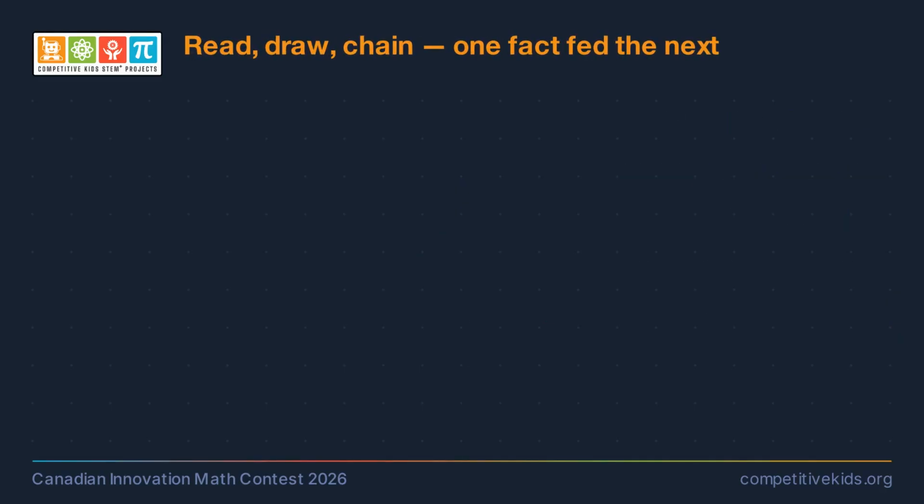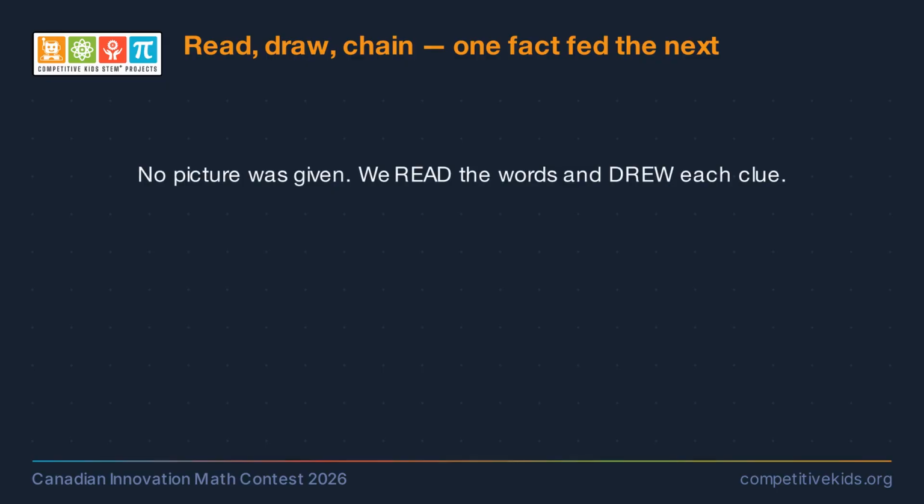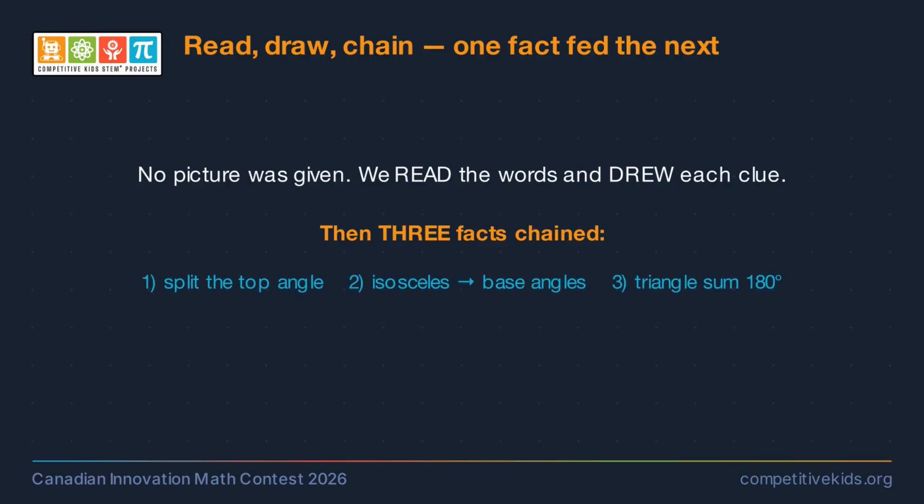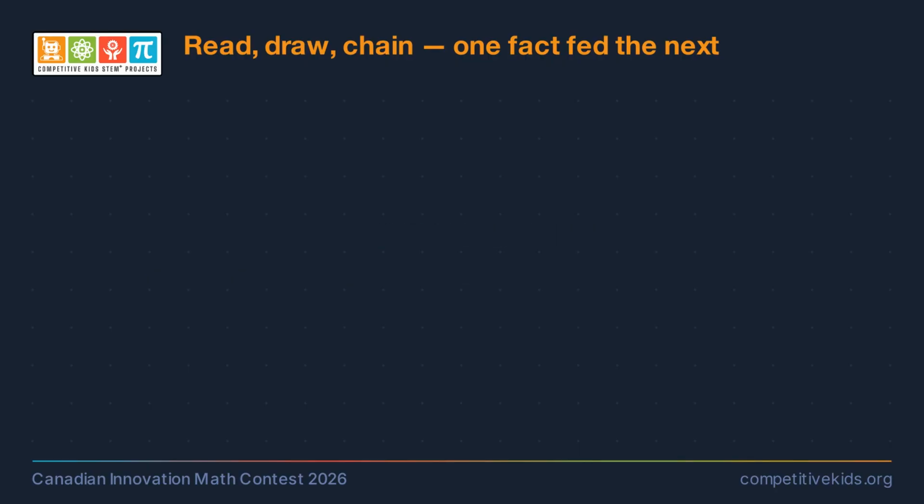See what made this work. No picture was given. We read the words, drew each clue, and then chained three angle facts. Split the top angle. Use isosceles to find the base angles. Finish with the triangle sum, one after the other.